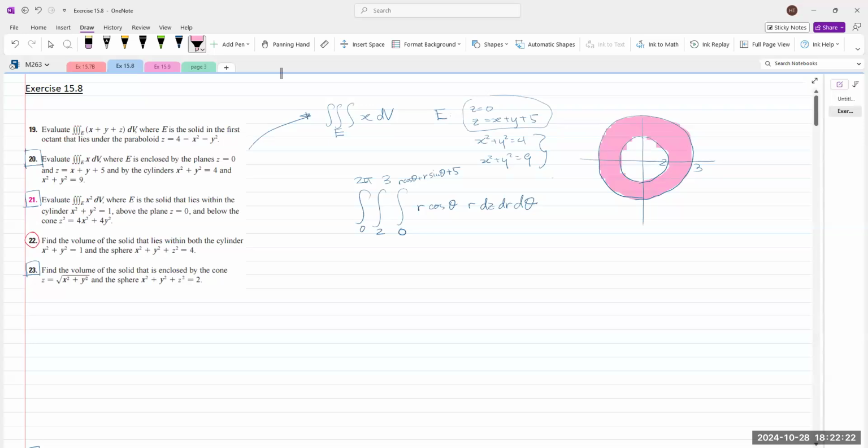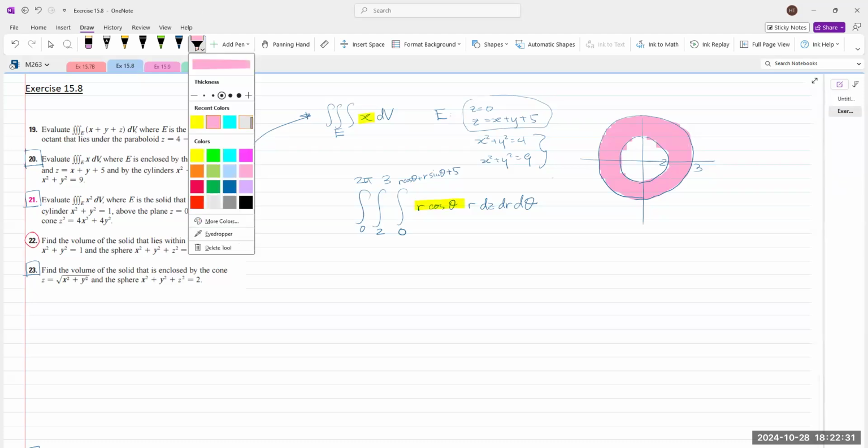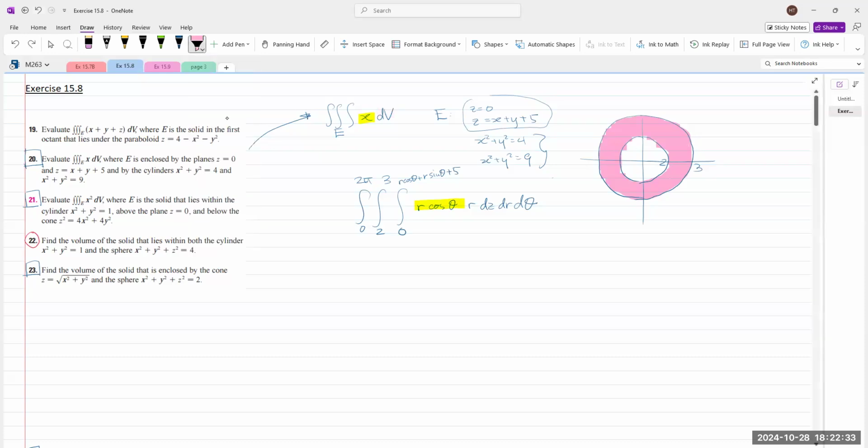Okay, again, this is my x. This is my dV. My dV actually consists of dz dA, right? But my dz dA is dz r dr d theta.